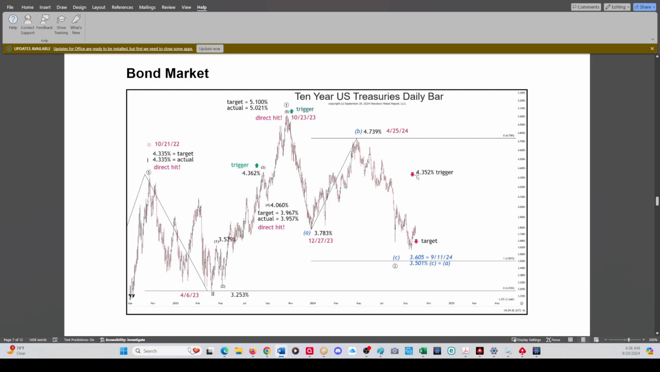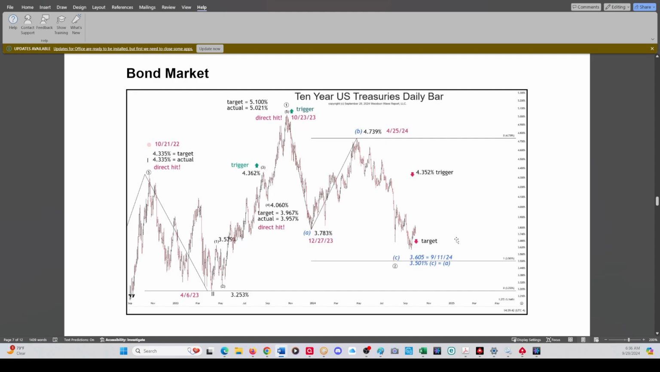Again, we had a trigger right here, okay, which told us that we're going to get a C, which should be equal to A, and C equals A at 3.501%, and our low so far is 3.605%. I'm not sure. I might look at the bonds. I think that might be off just a little, but it's real close. But it's coming close to the end of wave 2 with a circle, okay? We've got 1 up with a circle, A down, B up, C down for 2 with a circle.